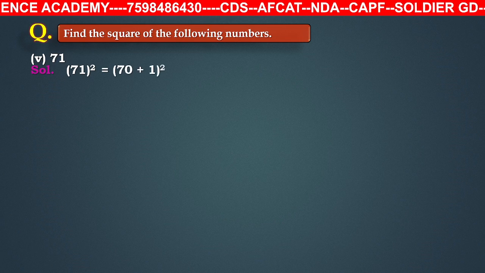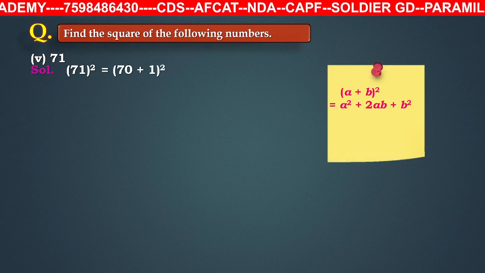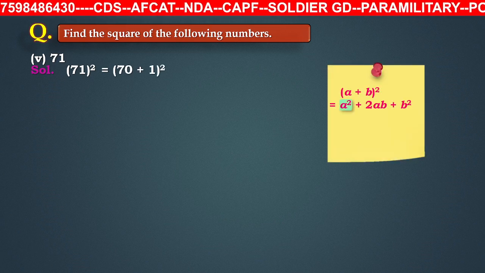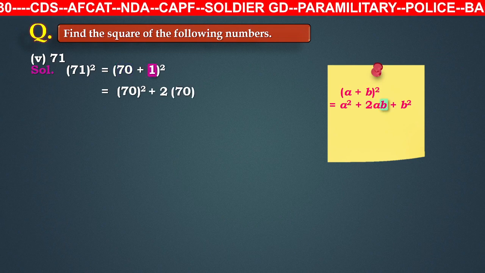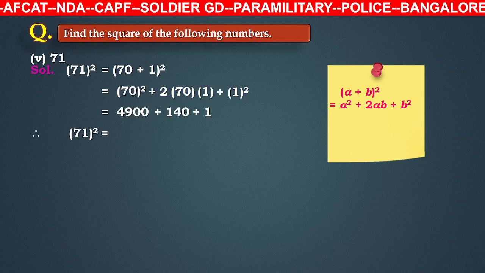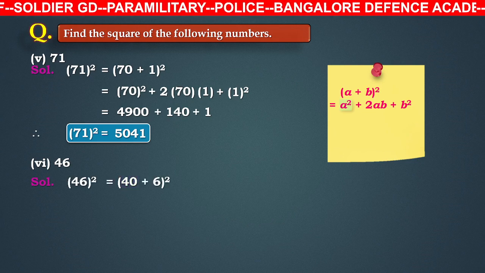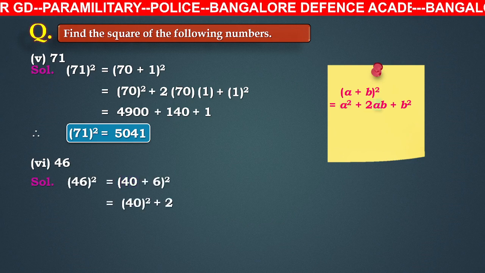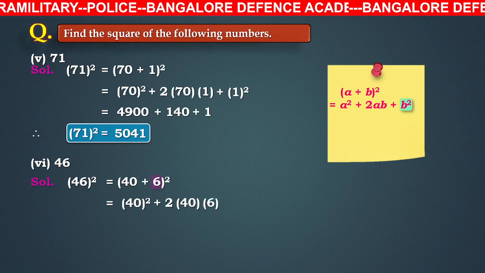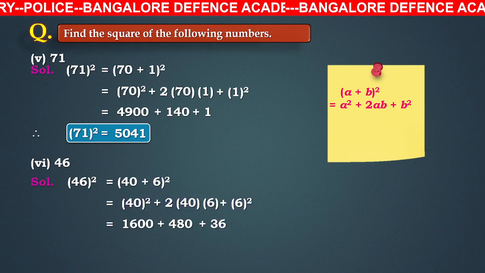So try this by yourself. 71, 70 plus 1 the whole square. I'll just directly show you the answers. The answer will become here 5041. 46 can be written as 40 plus 6. So 40 square plus 2 into 40 into 6 plus 6 square. So the answer is 2116.